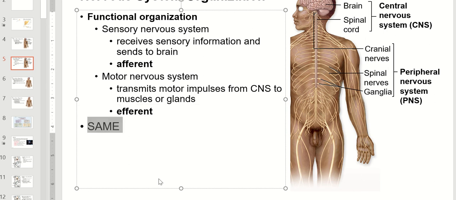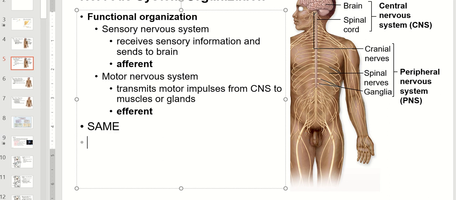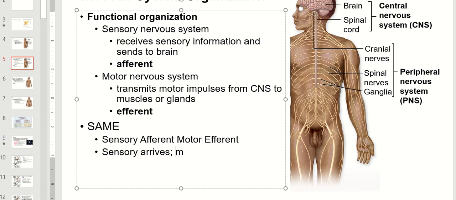So the way I remember this is using this mnemonic, SAME. For SAME, it's sensory, afferent, motor, efferent. Okay, and another way to remember it is sensory arrives, motor exits. Okay, so if you remember afferent means arrive, efferent means exit, then that will help you remember that.